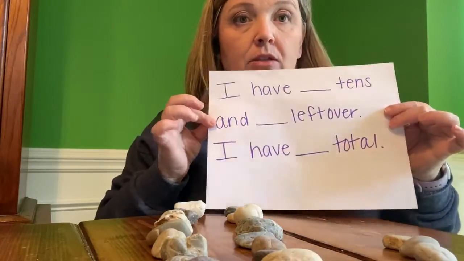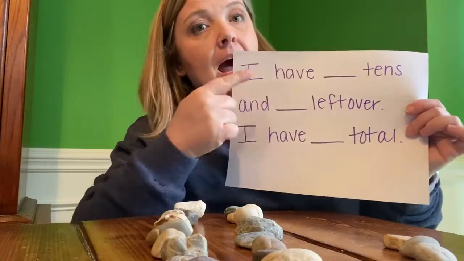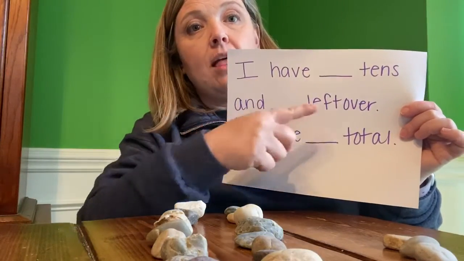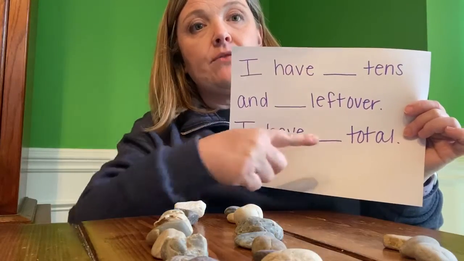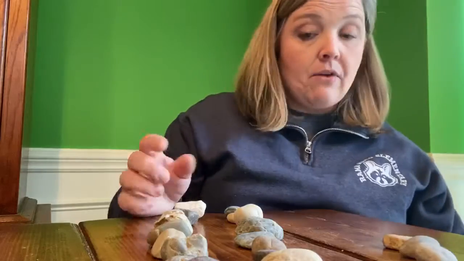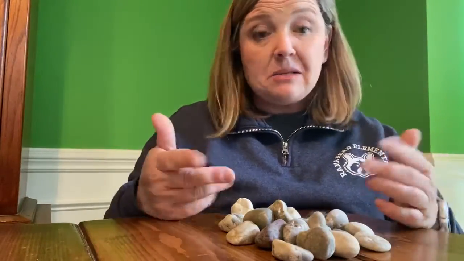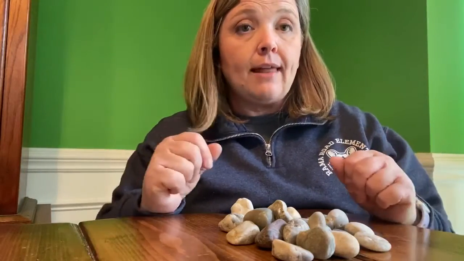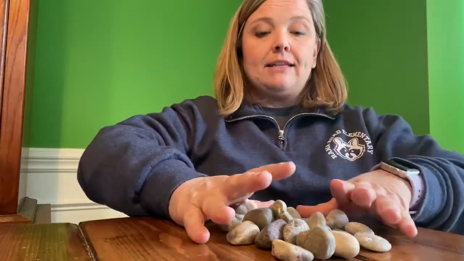So let's go ahead and read this whole thing together. I have 2 10s and 4 leftover. I have 24 total. Now you get a group of objects and you do this too. If you don't have pennies, use something that you do have a lot of. We have rocks in my house because Oliver collects them. All right, so we'll move math out of our way.